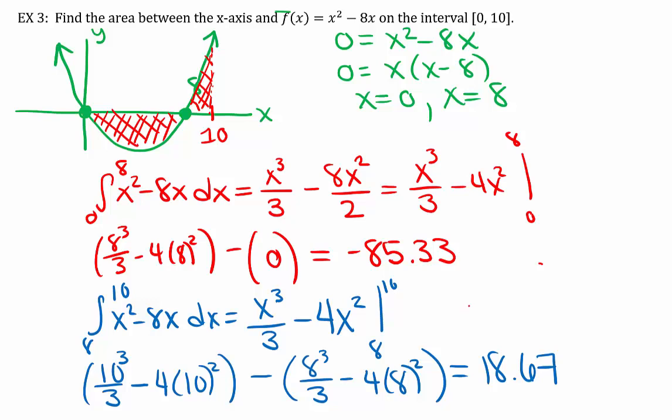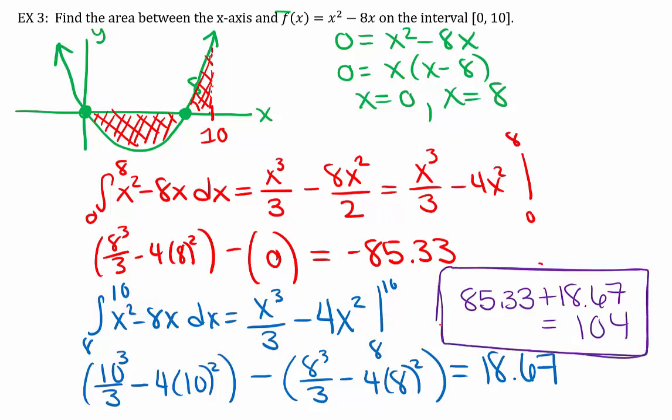Finally, to finish this problem, I'm going to take the absolute values, so I'm going to ignore the negative, add these numbers together, and that will give me my total area. So 85.33 plus 18.67 equals 104, and that is the total area between the x-axis and this function.